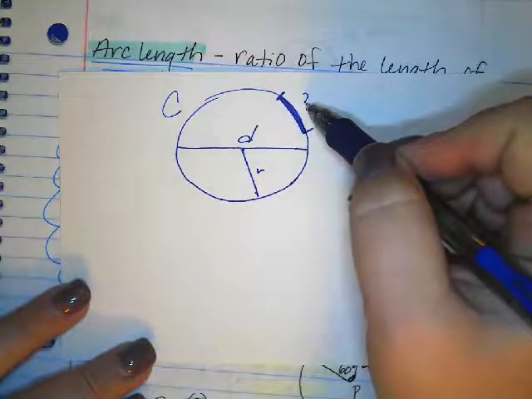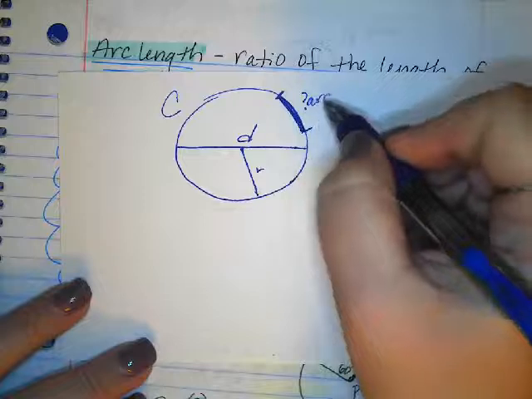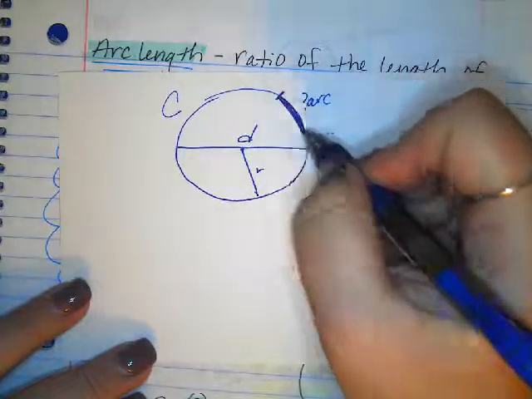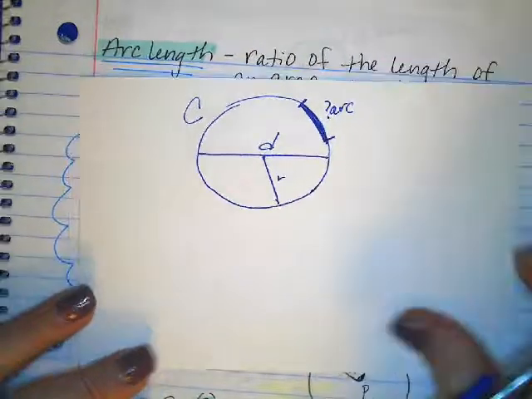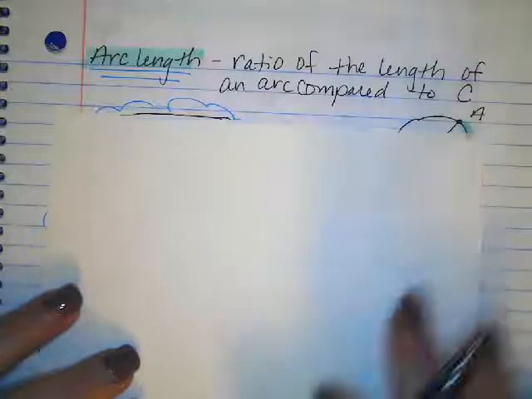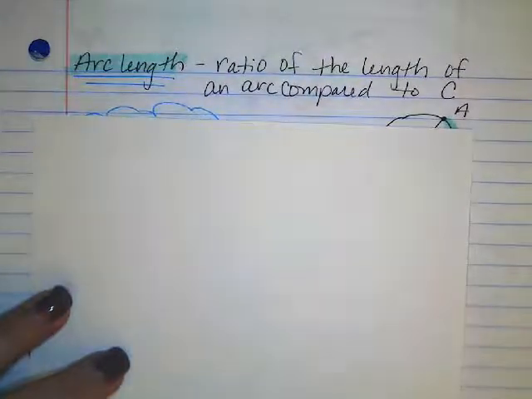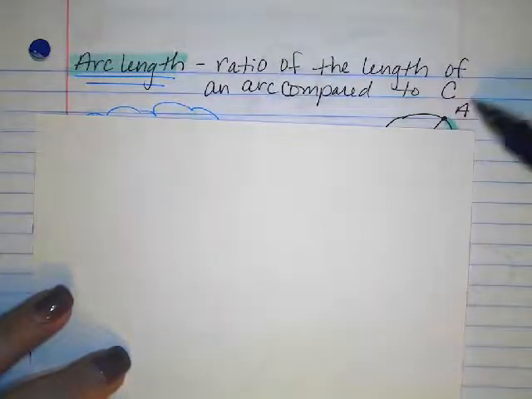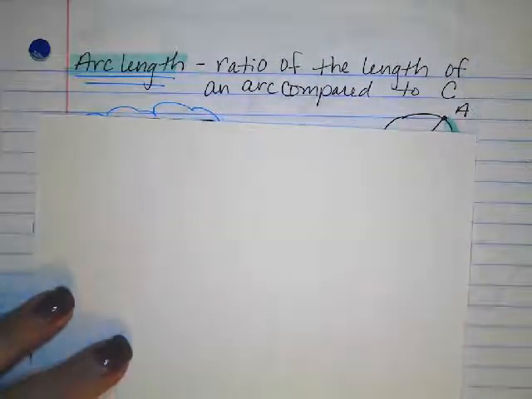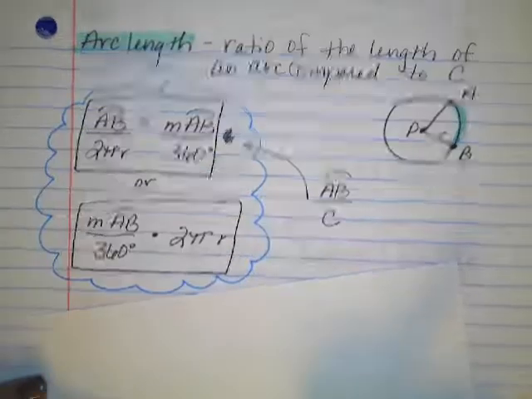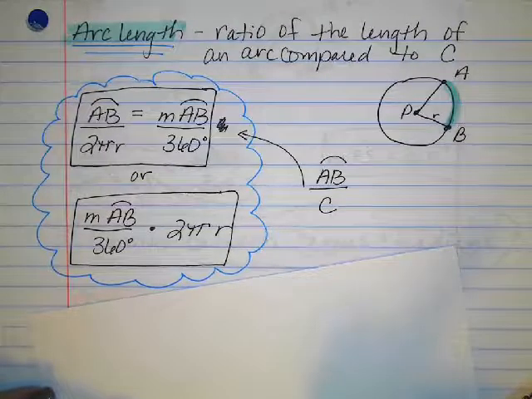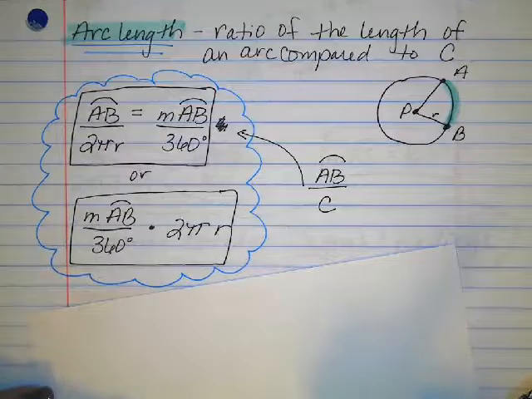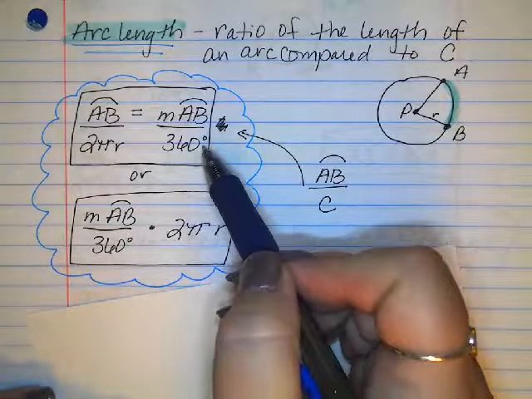And this arc length here, this is just a piece of that circle. We want to know what that is. So that's what we're going to do next, and that's something that's new to us. So it's the ratio of the length of an arc compared to the whole thing, to the circumference. So let's take a look. So we can take a look at this in a couple of different ways. We can relate it in terms of degrees.